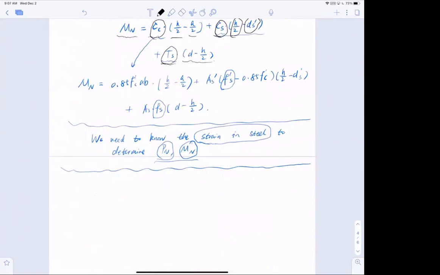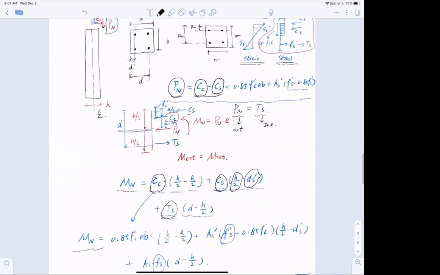All right, so we move on. Now I know the moment, I can write it out and I have the moment equation. So essentially at this point, we have a compression equation and a moment equation. Now look at the compression equation: 0.85 is the constant, F prime C is the constant, A is the size, B is the size, A prime S is the reinforced area of compressive reinforcement, F prime S is the stress state in the compressive reinforcement. 0.85 is known, F prime C is known, so F prime S is unknown. We don't know, right?